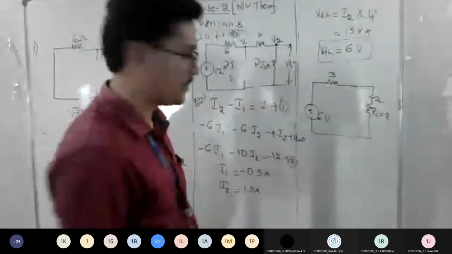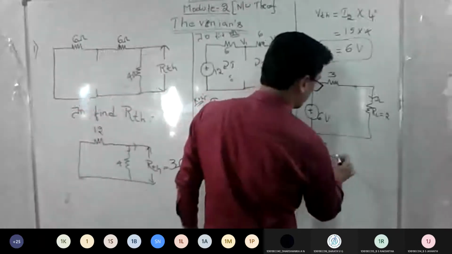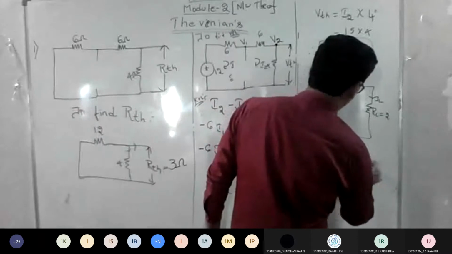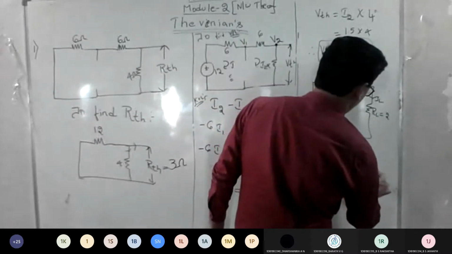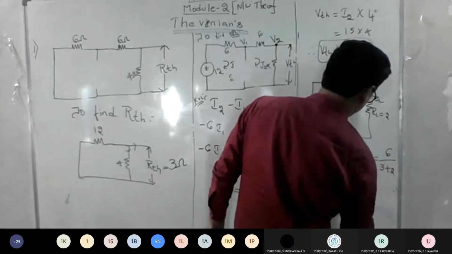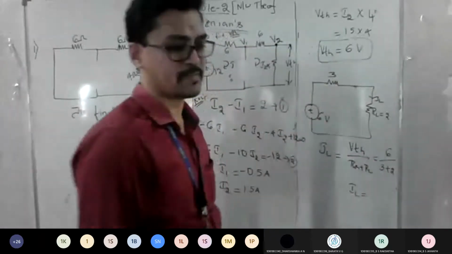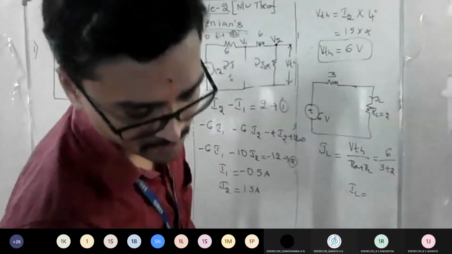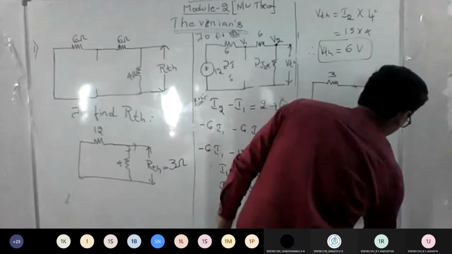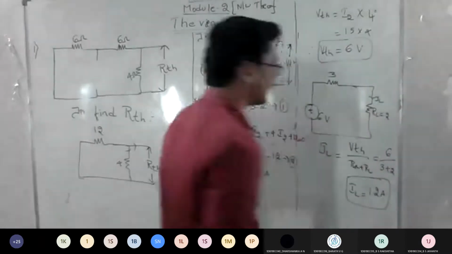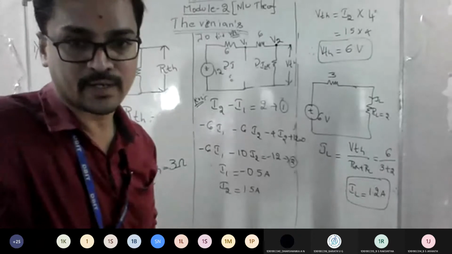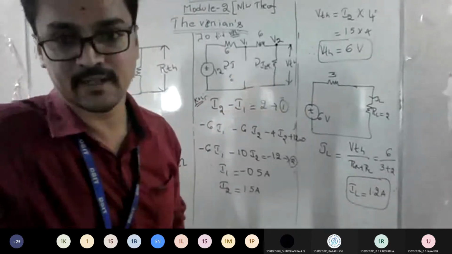So what is the logic I told? Apply the formula: IL is equal to V by R. So V is VTH divided by RTH plus RL. So it means 6 divided by 3 plus 2. How much current? So it's 6 by 5. 1.2, sir. Okay, so 1.2 amps is the current across that load. So this is the way you need to solve your Thevenin problems. I will just check that answer with KCL and let you know later.